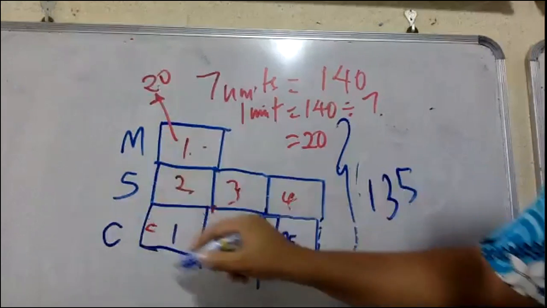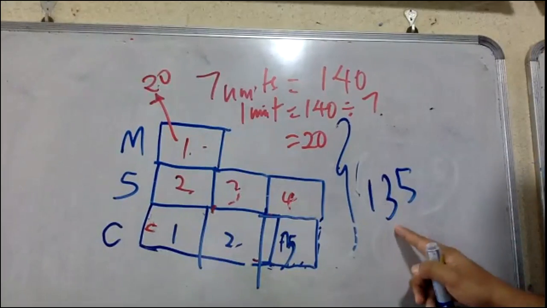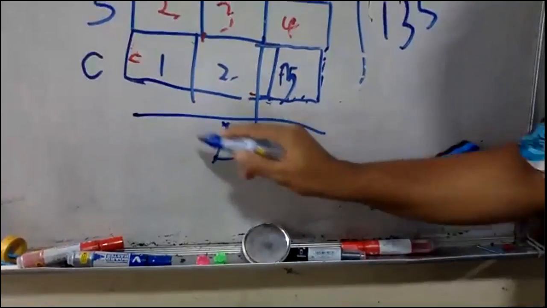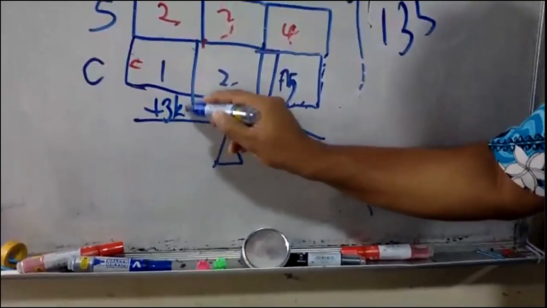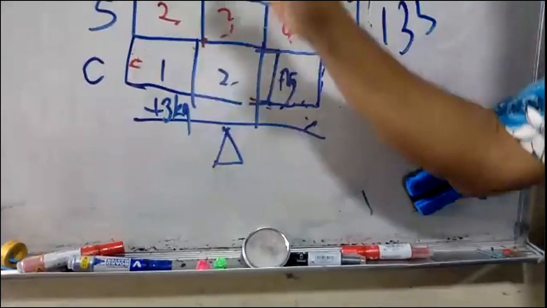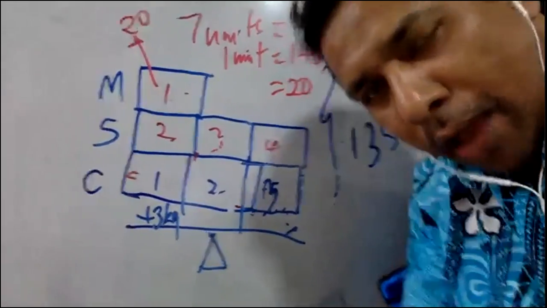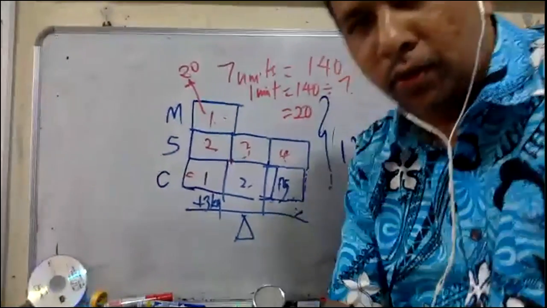Then I know the total number of units is 1, 2, 3, 4, 5, 6, 7. But this one, if I add, just like a seesaw, you add, let's say, 3 kg here, and someone is sitting here, you must also add the 3 kg, otherwise it becomes unbalanced. You get it? No? I will give you another question. You all look not so sure.